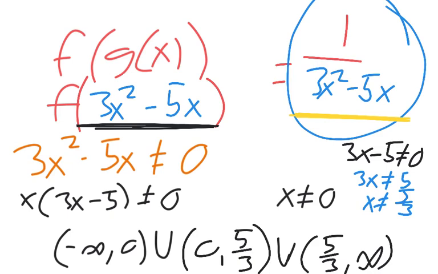So again, I'm going the other direction. I'm doing f of g of x. Wasn't asked, but if it was asked, that's what it would look like. Questions there?